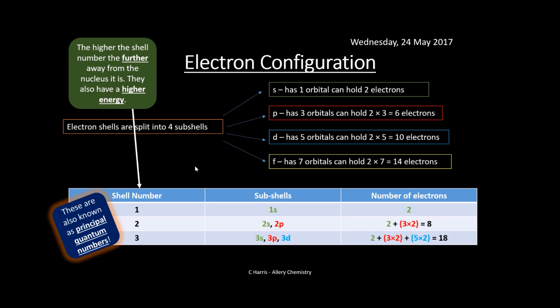Okay, basically the higher the shell number, the further away from the nucleus it is. So shell number 3 is further away than shell 1. These have much higher energy than the other ones because they are a lot further away from the nucleus. So as long as you can relate the distance from the nucleus, in terms of the shell number, to energy, that's the main thing. The further away you are from the nucleus, the more energy it has as well.